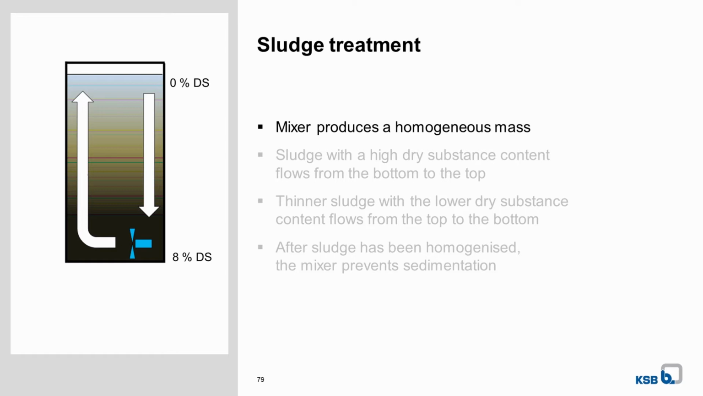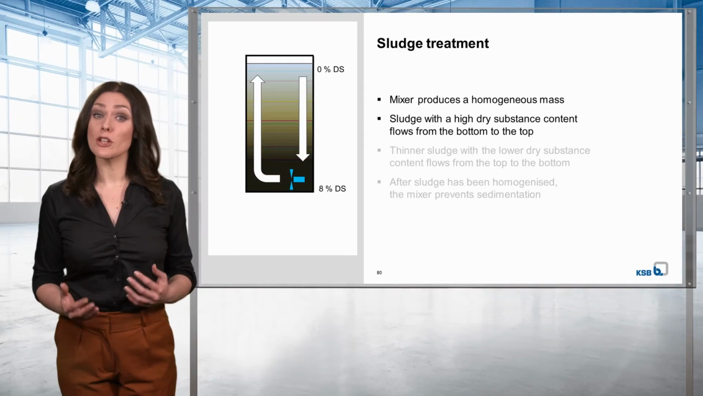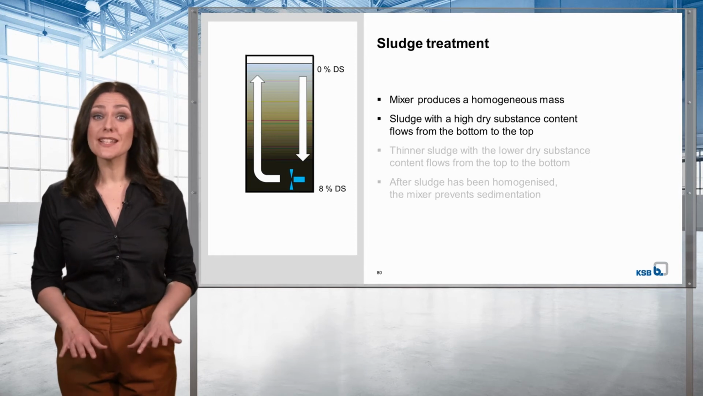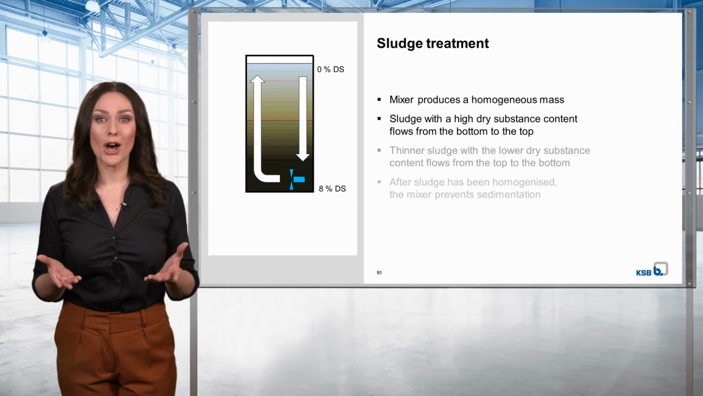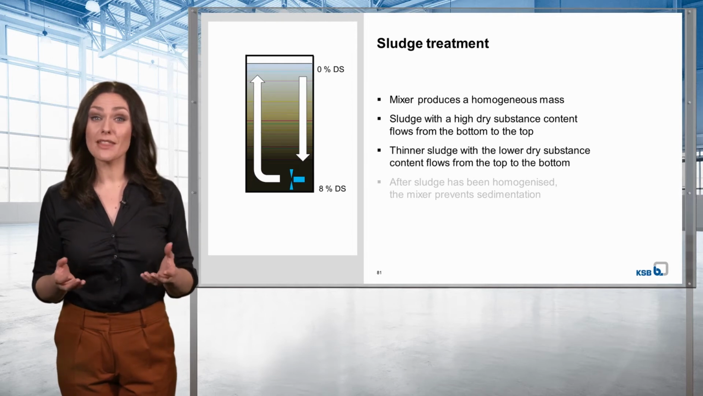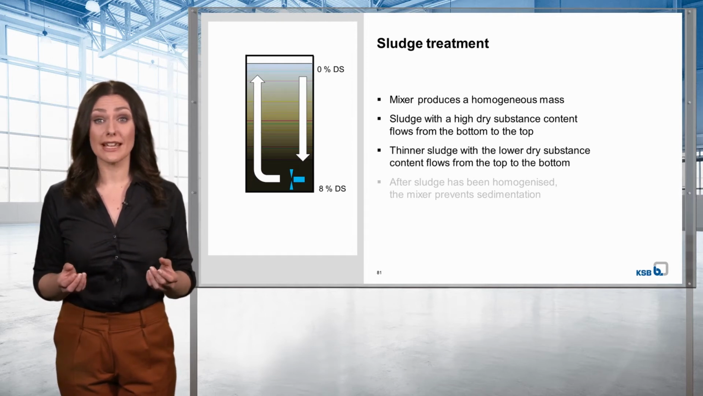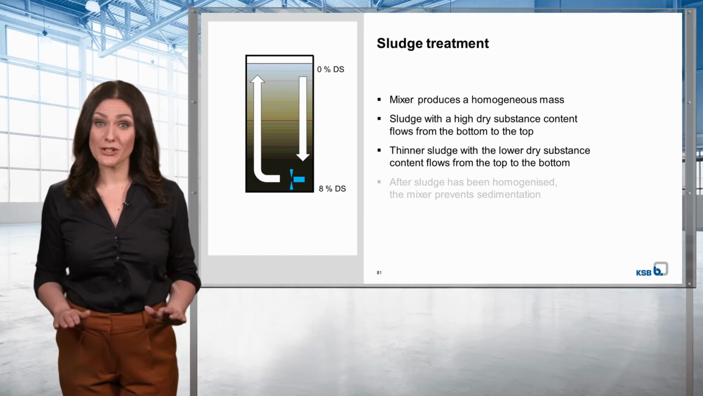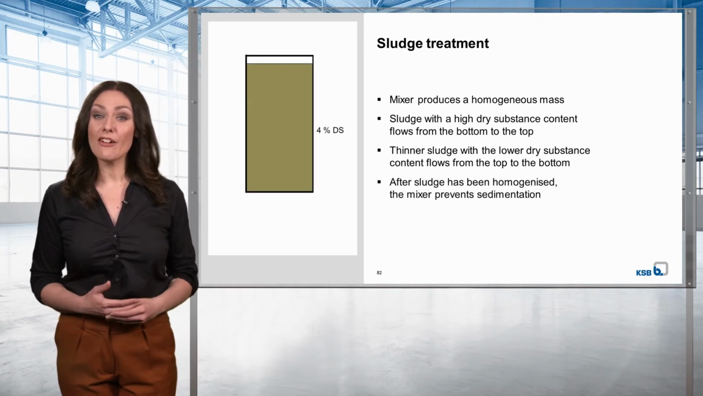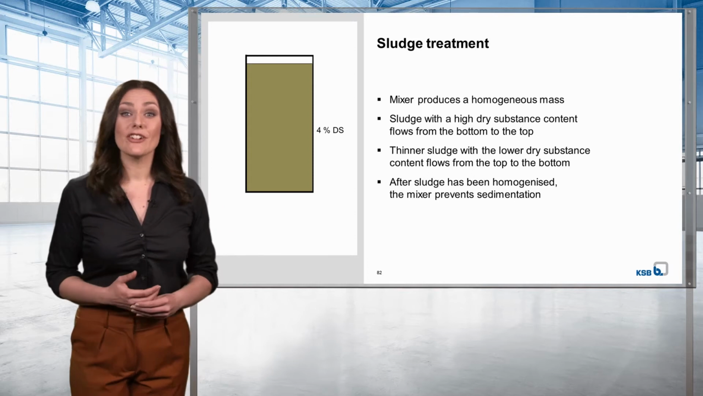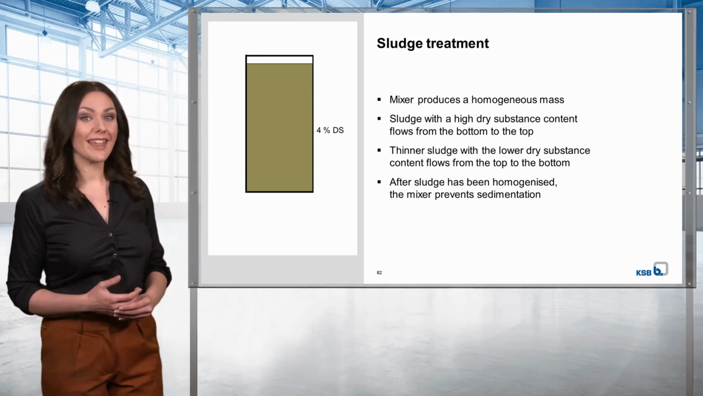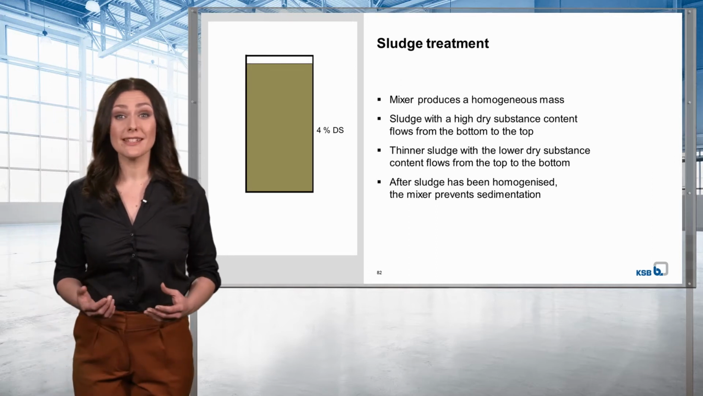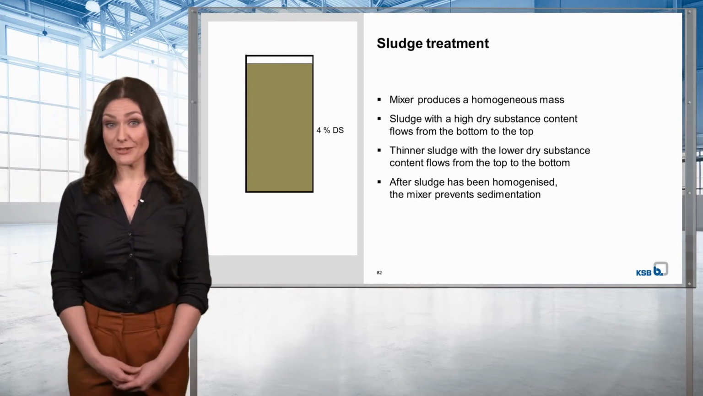Its first task is to produce a homogeneous mass. As the mixer is installed at the bottom of the tank, it moves the sludge with a high dry substance content from the bottom towards the top. At the same time, the thinner sludge with the lower DS content flows from the top to the bottom. When the mixer in our example is started, it creates a homogeneous sludge with a DS content of 4%. After the sludge has been homogenized, the mixer prevents sedimentation.